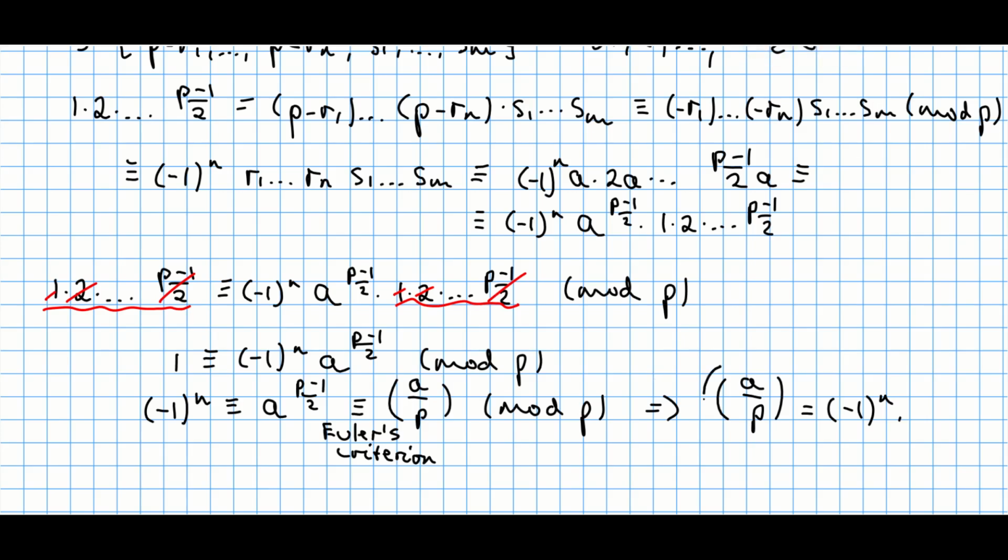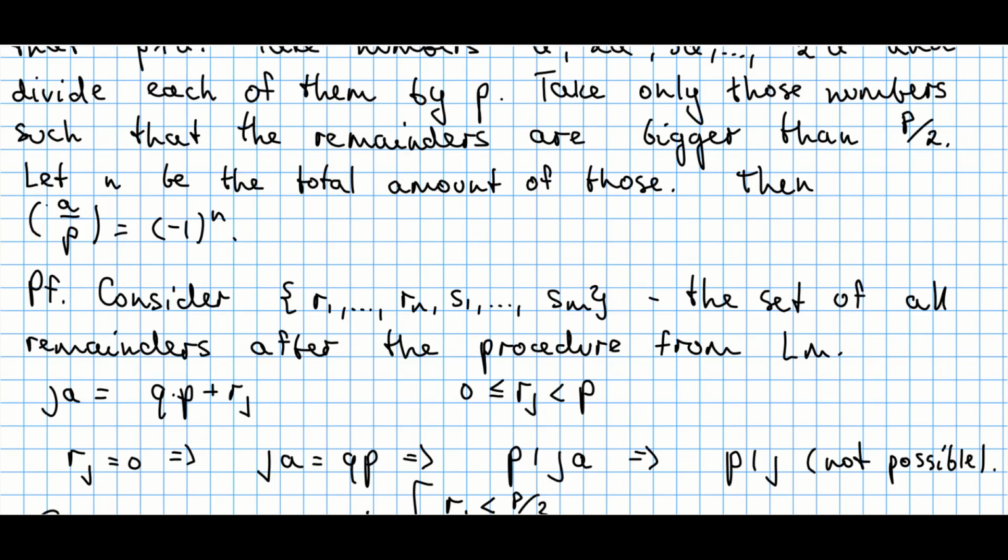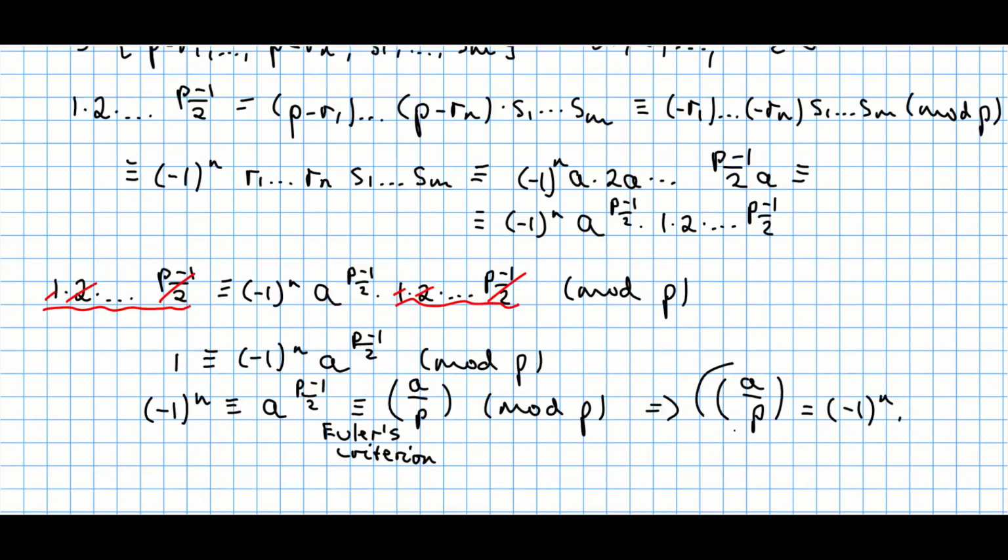Now let's see what we received. Actually, this is the result that we needed. We needed to show that this Legendre symbol is negative 1 raised to the power of n. This is what we get, and this is what we needed to show.